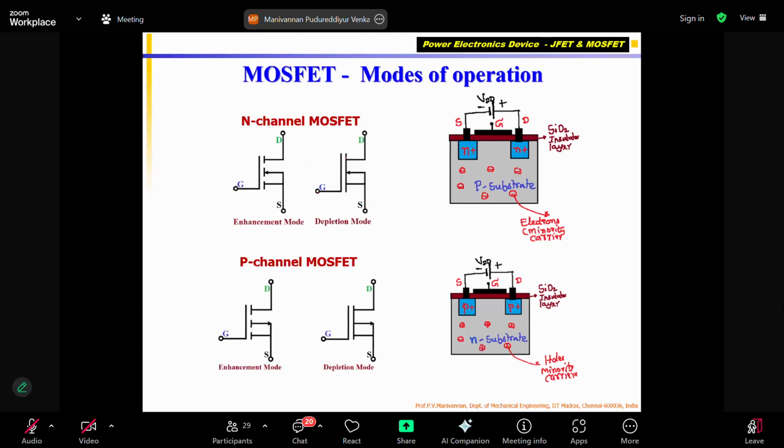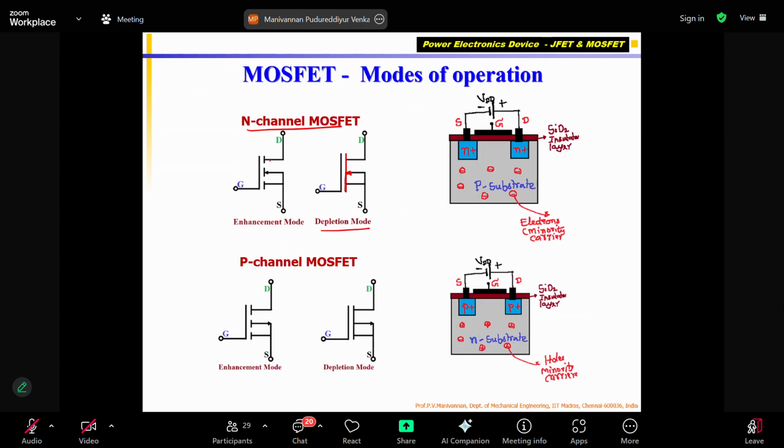Gate is there. If the drain and source are connected, three lines are connected by a continuous line like this, and if the arrow is coming inside in the middle line, I know that it is an N-channel MOSFET. If the arrow goes into the source terminal, then I know it is an N-channel MOSFET. Then if the line connecting the drain and source is a continuous line, then I know it is a depletion mode.